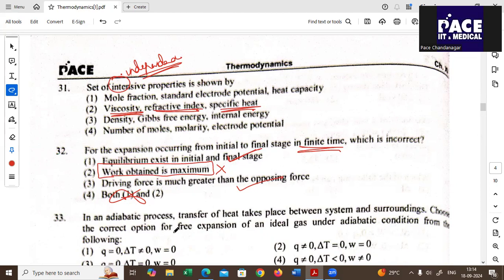Choose the correct option for free expansion. Free expansion means external pressure is 0, and delta Q is not equal to 0 because heat transfer takes place. Under adiabatic conditions, the temperature will be the same and work done will be 0 also. So this is the answer for it.